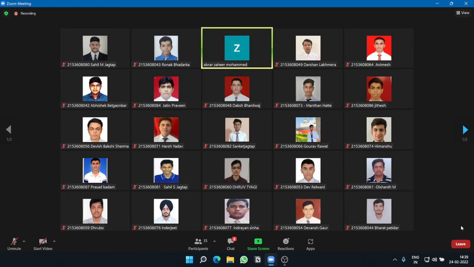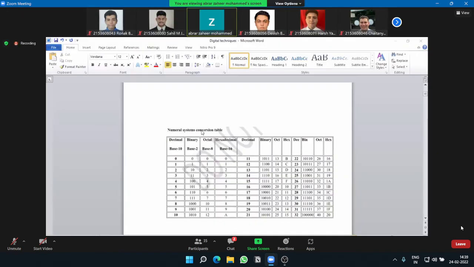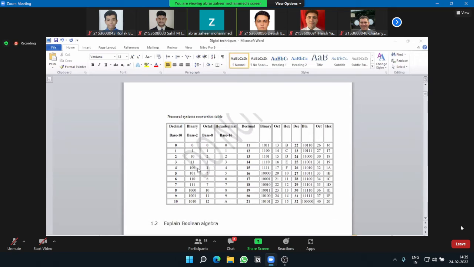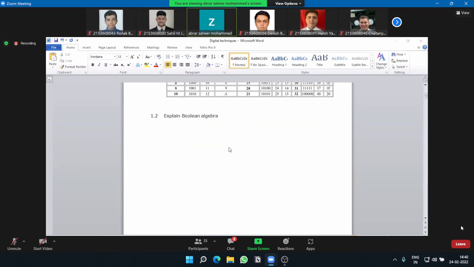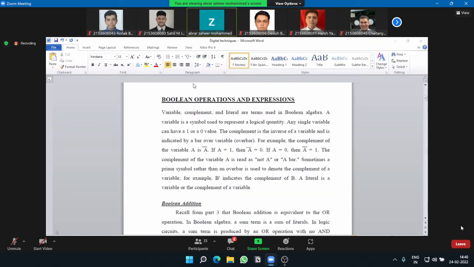Now we'll go to the next. Here we can see the number systems conversion table. So this is decimal, binary, then octal and hexadecimal. Next is Boolean algebra. In this, we are going to see the different Boolean operations and the expressions.